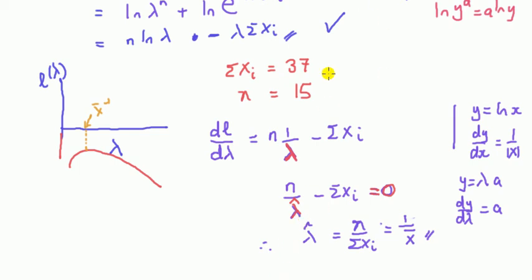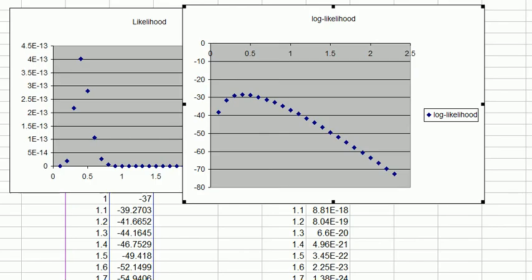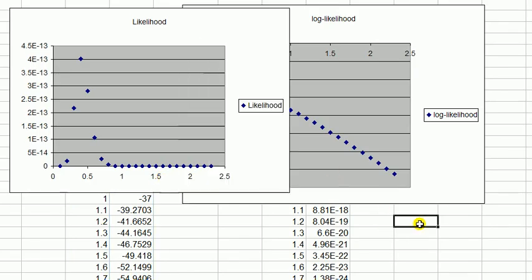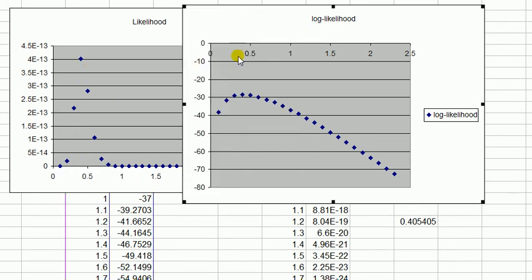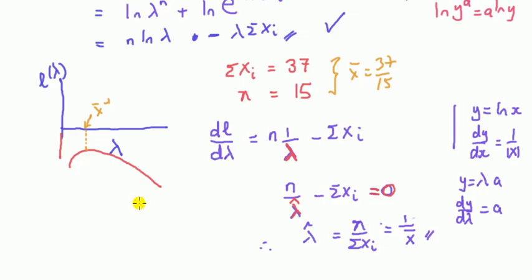So for my problem, x bar is equal to 37 over 15. Therefore my solution will be 15 over 37. So 15 divided by 37 is about 0.4, that's the solution. And that's it. That's the first example.